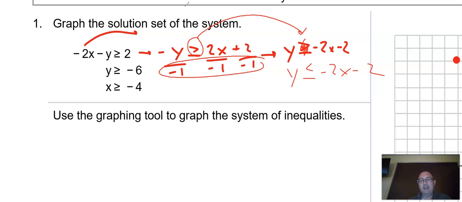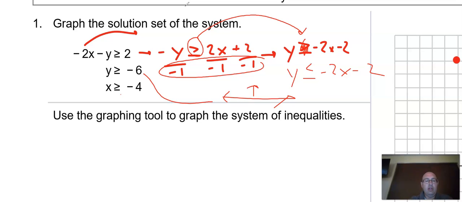Good thing I caught it in the video. All right, so less than or equal to, because when you're dividing by a negative number, the sign switches. Okay? The other two are as simple as they can get, right? This one is a horizontal line. In fact, it's a solid horizontal line, and it's going to be shaded above.